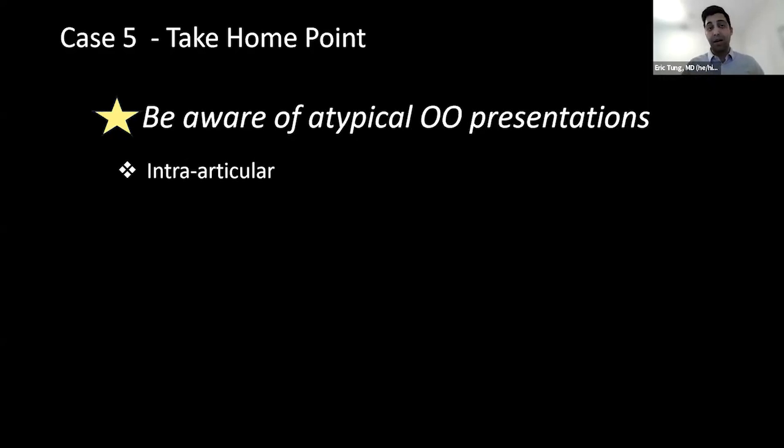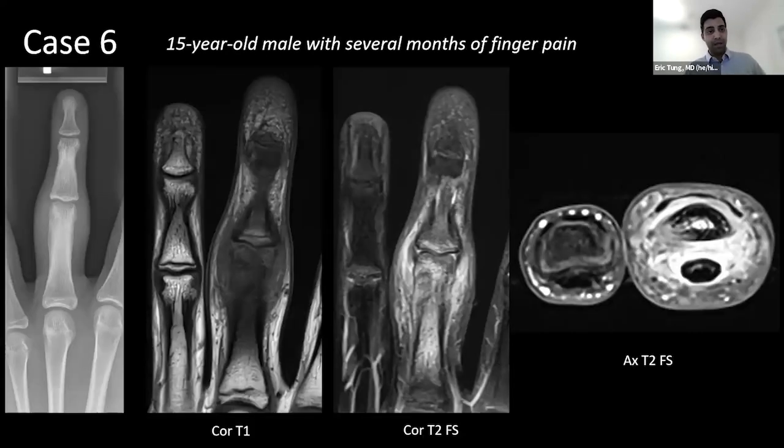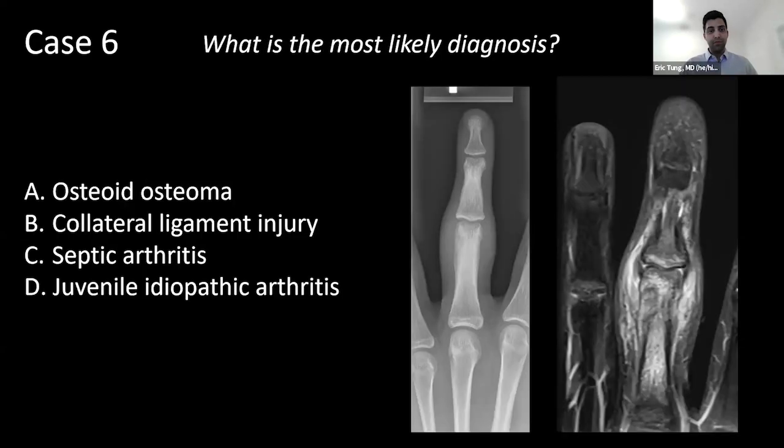And finally, we're keeping in mind these atypical osteoid osteoma presentations. We talked about intra-articular ones, and we're thinking about elongated morphology. This is case 6. This is a 15-year-old male with several months of finger pain. What's the most likely diagnosis for this patient?